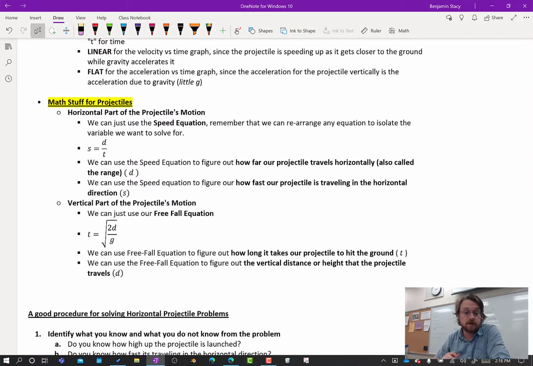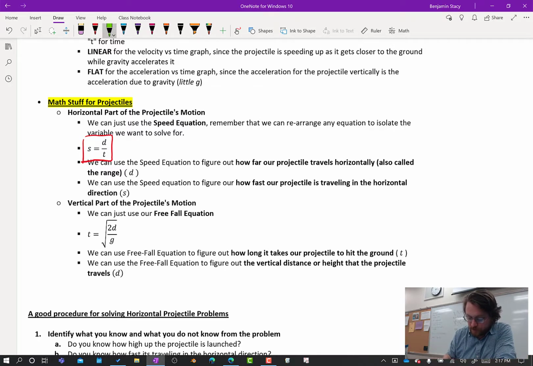The math that we do for the math component: we're going to be using the speed equation for the horizontal part of its motion. So it's got a horizontal speed. It's going to travel a horizontal distance, that's what I underlined in red in my picture. And it's going to take a certain amount of time, t, to travel that distance.